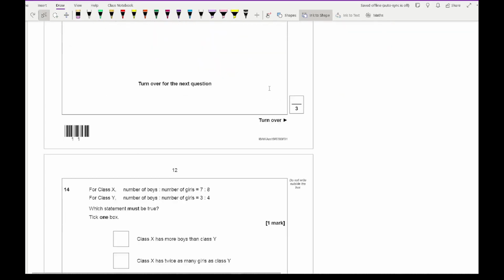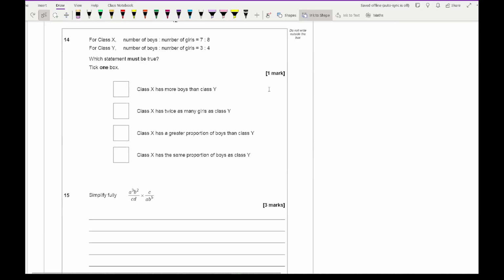For question 14, the question says that for class X the number of boys to the number of girls is 7 to 8, and in class Y the number of boys to girls is in the ratio of 3 to 4. For this question it says which of the statements must be true, tick one of the boxes. Going through all the options, the correct answer is that class X has a greater proportion of boys than class Y, so that's our third option here.